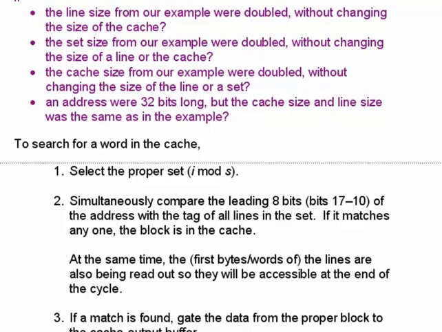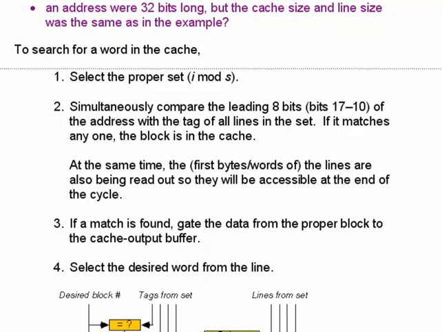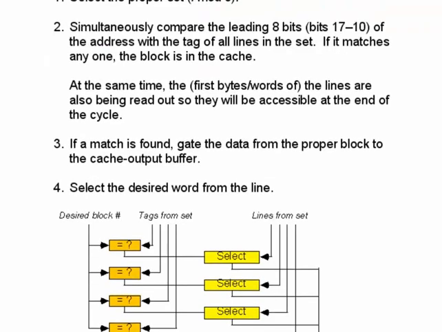But in the meantime, what I'd like to do is talk a little bit about how we choose a word out of a set associative cache. The first thing we need to do is determine the proper set, and all we do for that is just to take I, which is the line number, mod the number of sets, and that tells us which set that block is going to go into, block I. And then we look at the leading 8 bits of the address, which is the tag field. We compare them with the tag of all the lines in the set. So remember I told you that for a direct mapped cache we have only one 7-bit comparison.